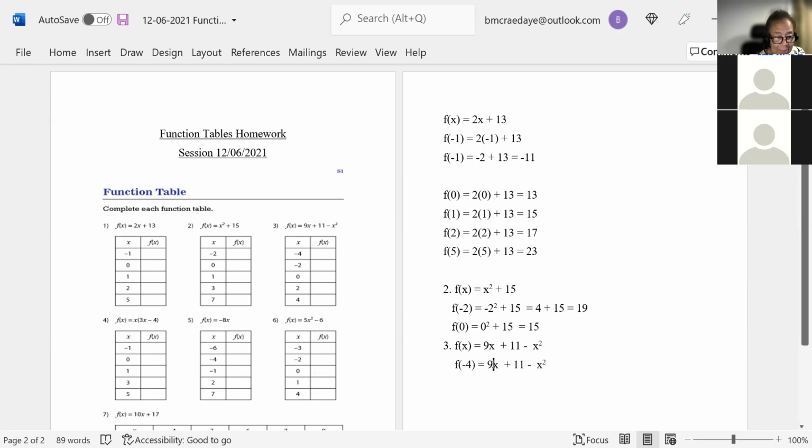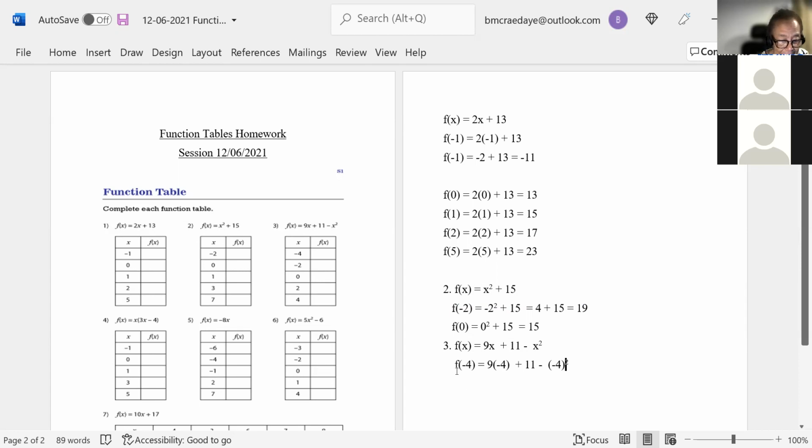And 9x would be 9 times a minus 4. Wherever you see the input, you want to put minus 4 because that's what's in the table for the x, right? And this would be minus 4 squared. Okay, I'll just put this in parentheses. Minus 4 is squared. So this would be minus 4 squared.